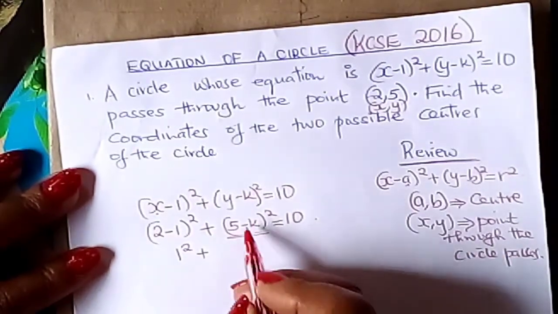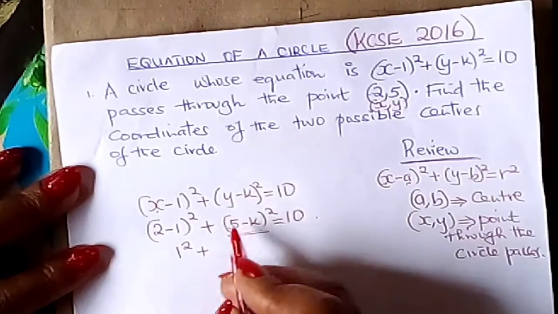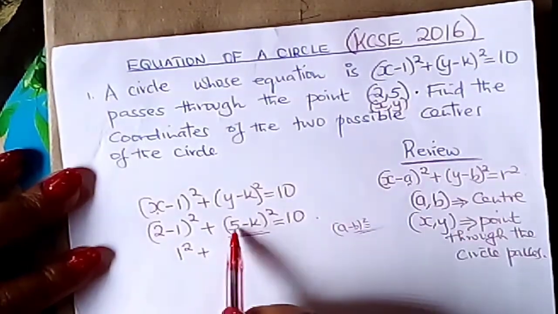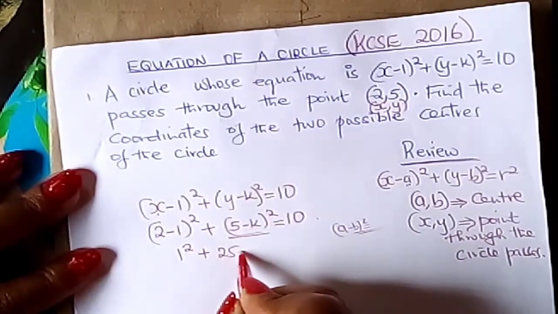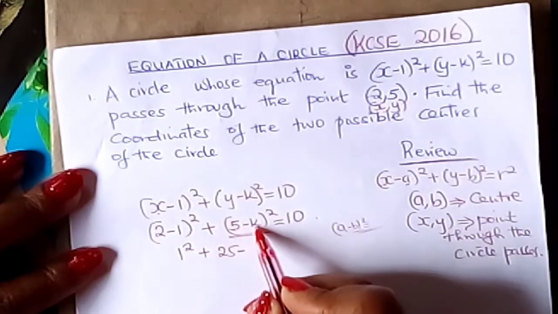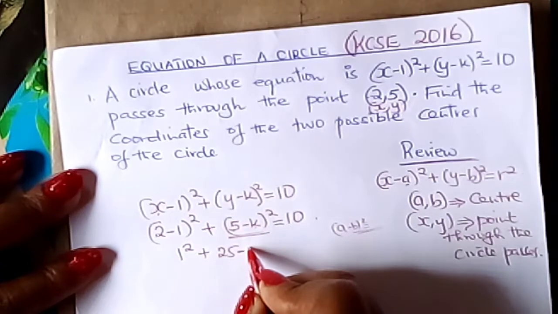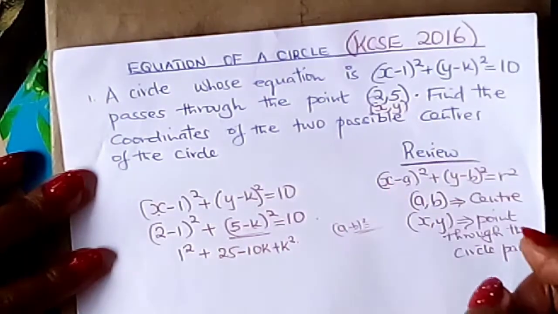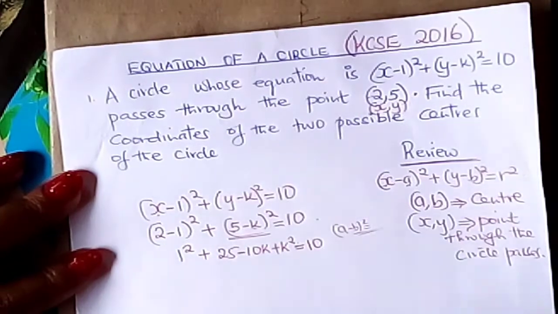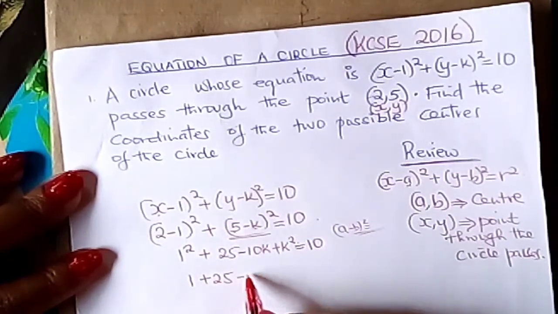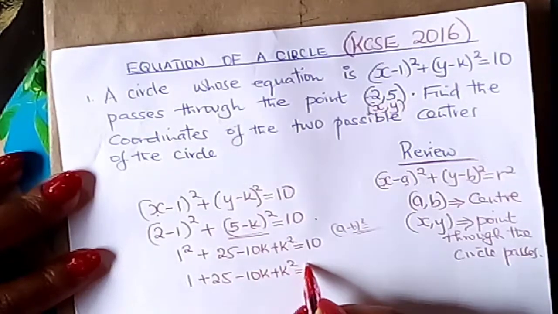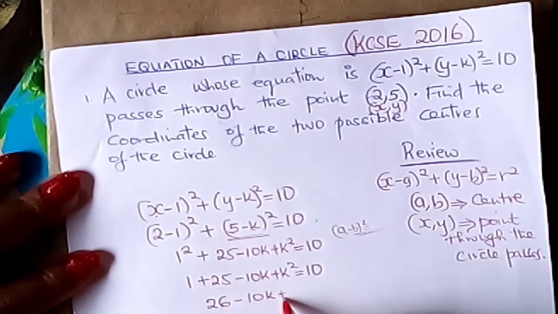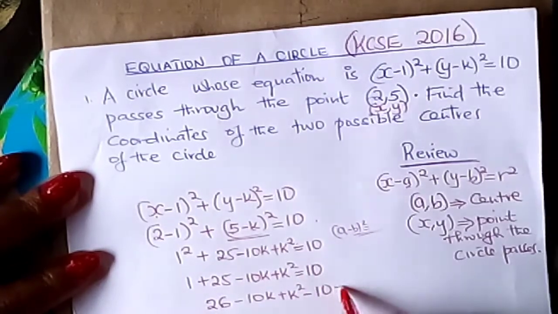Then you expand this bracket. You can either remove the brackets completely, or you can use the formula (a - b)², learner. We know this identity. So this squared is 25, minus 2 times this times this, 2 times 5 is 10, times k is minus 10k, plus k squared. You can go and practice on how to remove that bracket. So 1 plus 25 minus 10k plus k squared is equal to 10. Bringing this together, we get 26 minus 10k plus k squared minus 10, bringing this to this side, is equal to 0.